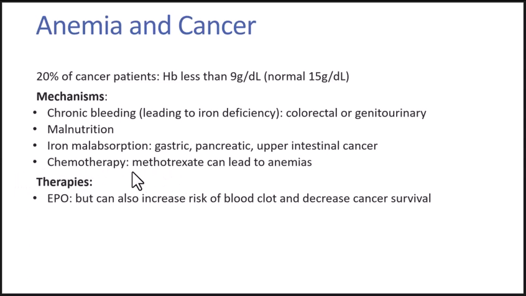With chemotherapy, methotrexate, one of the chemicals, can kill bone marrow, and bone marrow is what forms our blood cells. A common therapy to combat anemia in certain circumstances is the use of EPO, which is erythropoietin. Erythropoietin is a hormone that is normally released in the body when we need more red blood cells to stimulate the bone marrow to produce more. But this does increase your risk of developing clots and therefore can reduce your cancer survival. So you have to look at risk versus benefit in that particular situation.